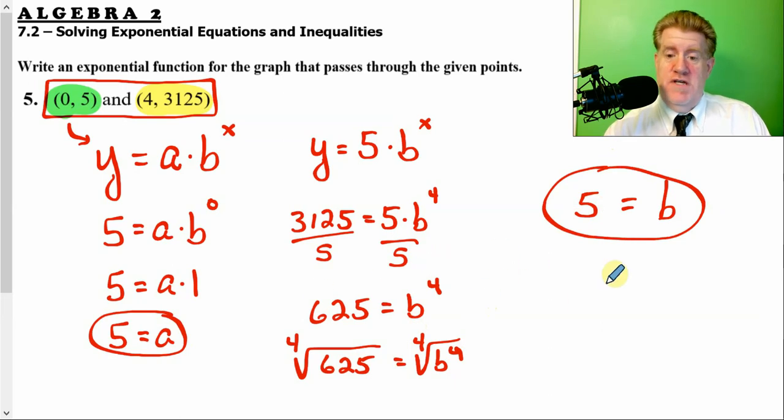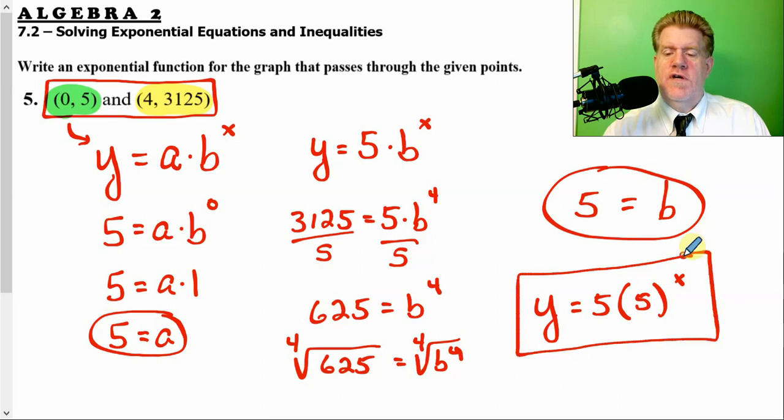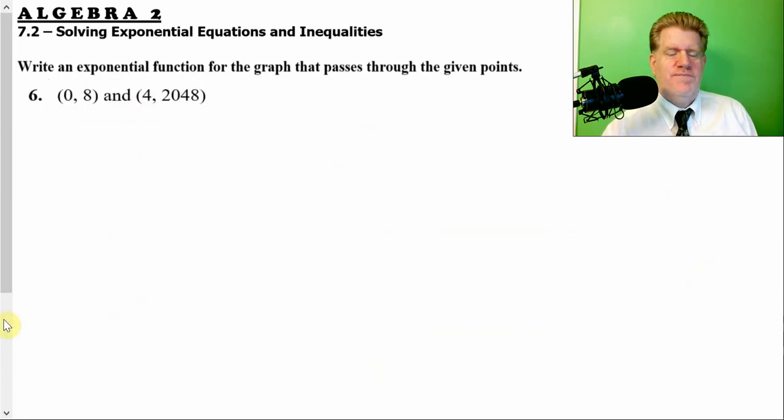So now I know a is 5 and b is 5. Well, they're both 5. That's a little bit interesting. I was going to say unusual, but they're numbers like anything. So there's your equation. Remember what this is saying: we're starting out with the number 5, and our growth factor is 5. So every time x goes up by 1, we multiply this by 5. The second number would be 5 times 5, or 25. The third number would be 25 times 5, which is 625, and so on, and so on. That's how exponential equations work.